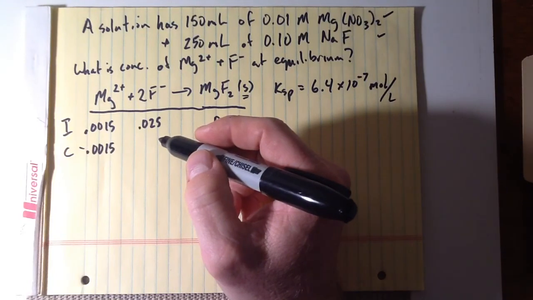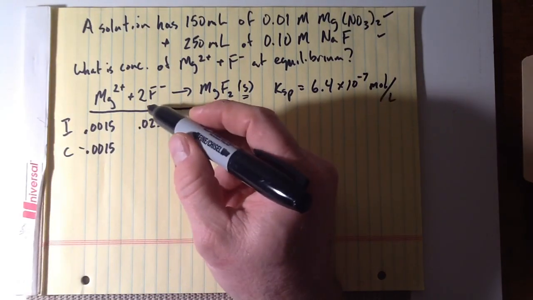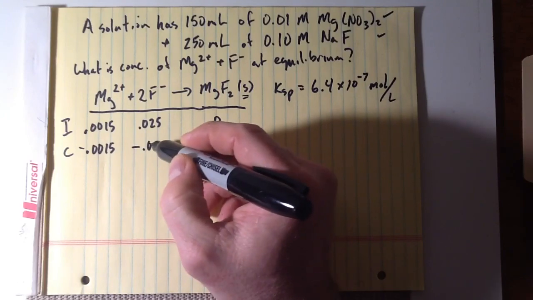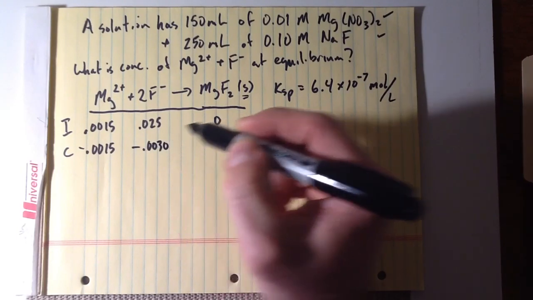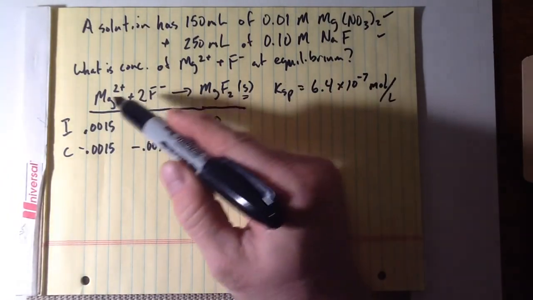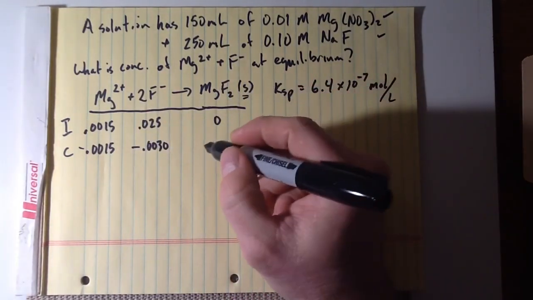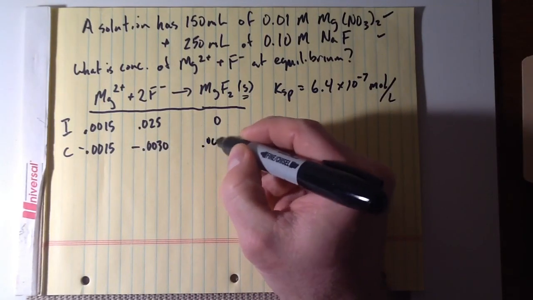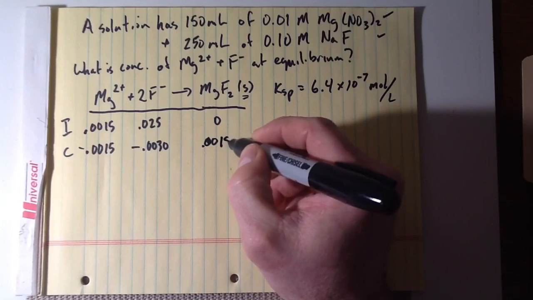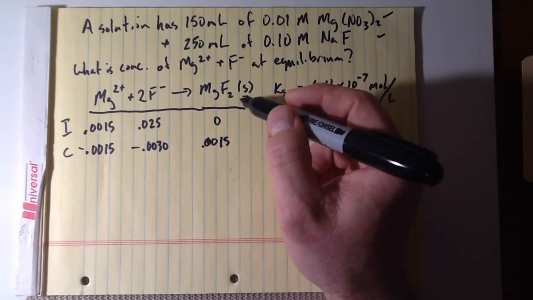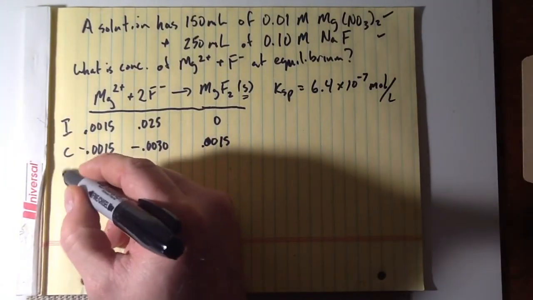So the limiting reagent here would be the magnesium. And of course, for every one of these, we have to take 2 of these. So we're going to double this amount, because it drags with it as it goes to the right, 2 of these for every one of these. And over here, we're going to just make the 0.0015. Now this doesn't matter too much as far as the numbers in the math that we use later, but it's just good accounting.